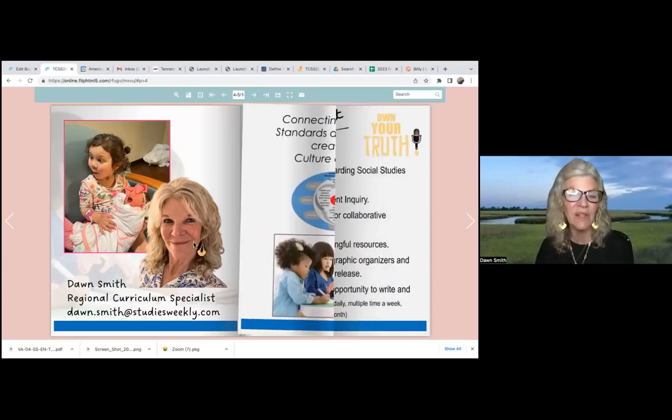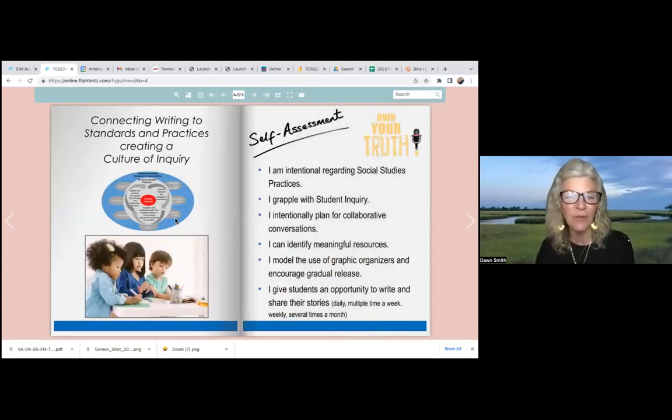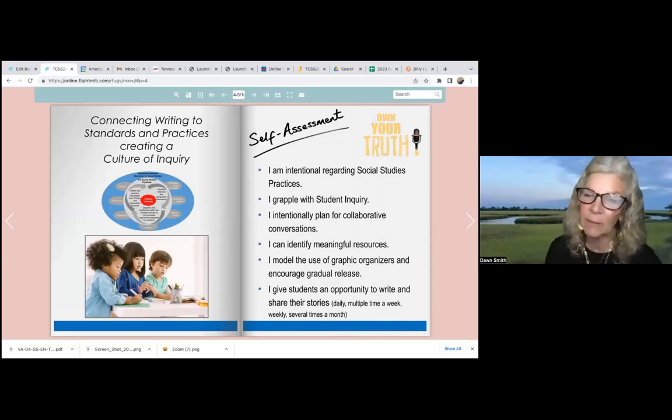Now, one of the things that elementary teachers struggle with is getting kids to talk. Like, how are we going to have those conversations? And how do we encourage children to start talking in our classroom? Well, what we're going to focus on today is connecting writing to the standards and practices that are found in the Tennessee Social Studies Standards. And doing that, how do we start creating that culture of inquiry?